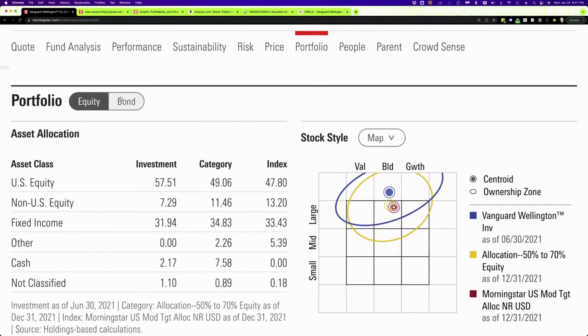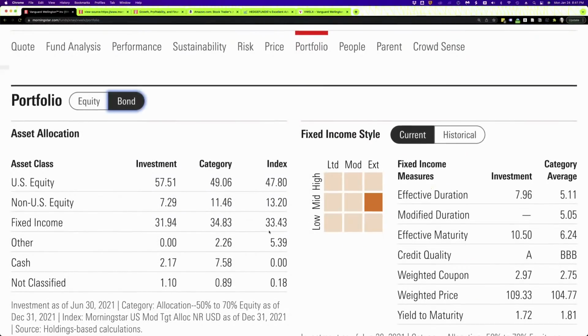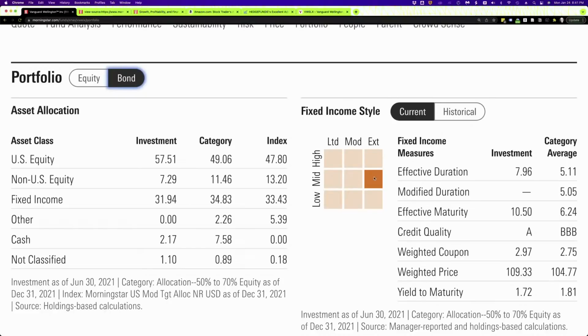And since it's a balanced fund, you get a choice up here. We want to look at bonds. Now this shows slightly different, right? So it's funny that it does. It's under 8, the effective duration. And remember, that generally means that if interest rates go up by 1%, the value of this fund goes down by 8%. If rates go up 2%, the value of the fund goes down by 16%. It doesn't work like that forever, but that's generally what happens.